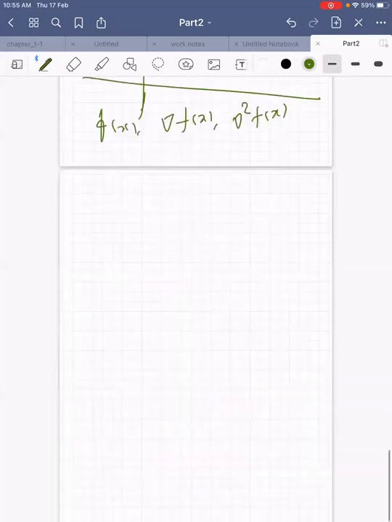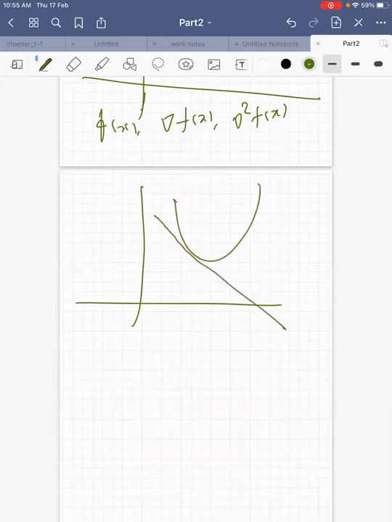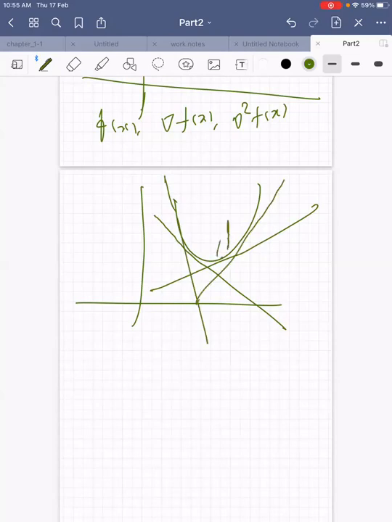What is the meaning of below that function? It means if a function is like this, then the line is always below this. Can you see this? Yes, sir. The function is always above these lines. This is the meaning of underestimation.